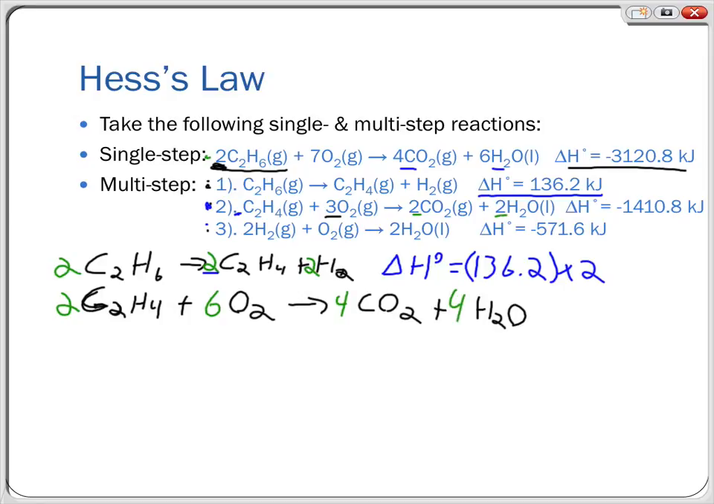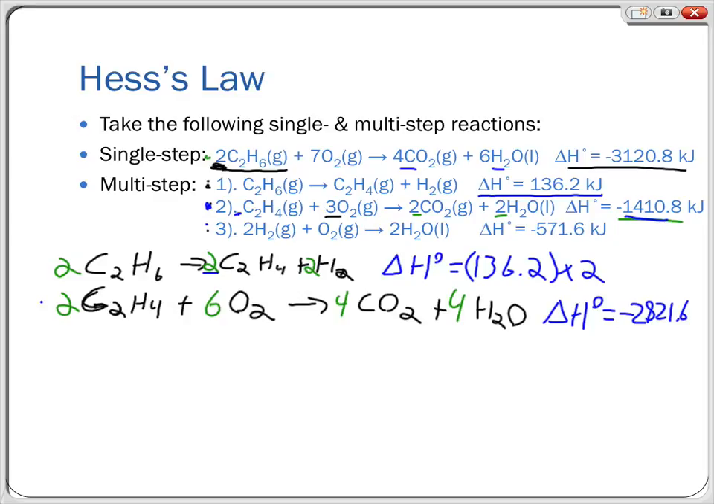Now, we had before that delta H is 1410.8 kilojoules, but because we multiplied this by 2, it means whenever we do this, delta H naught is going to be twice that, negative 2821.6 for our delta H naught for that one, because we took this original value, multiplied it by 2 because we multiplied the second step by 2.